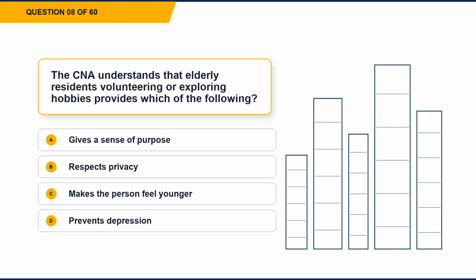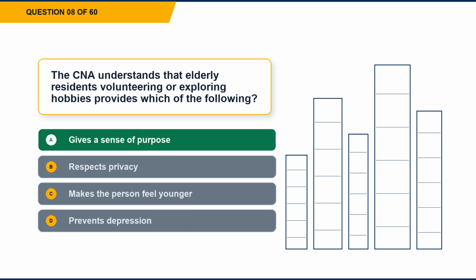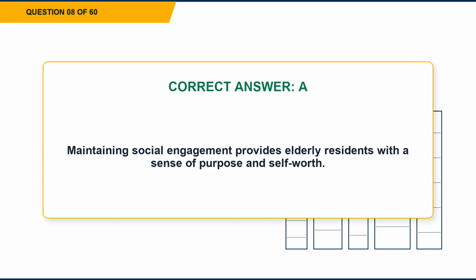Question 8. The CNA understands that elderly residents volunteering or exploring hobbies provides which of the following? Option A. Gives a sense of purpose. Option B. Respects privacy. Option C. Makes the person feel younger. Option D. Prevents depression. The correct answer is option A. Gives a sense of purpose. Explanation. Maintaining social engagement provides elderly residents with a sense of purpose and self-worth.